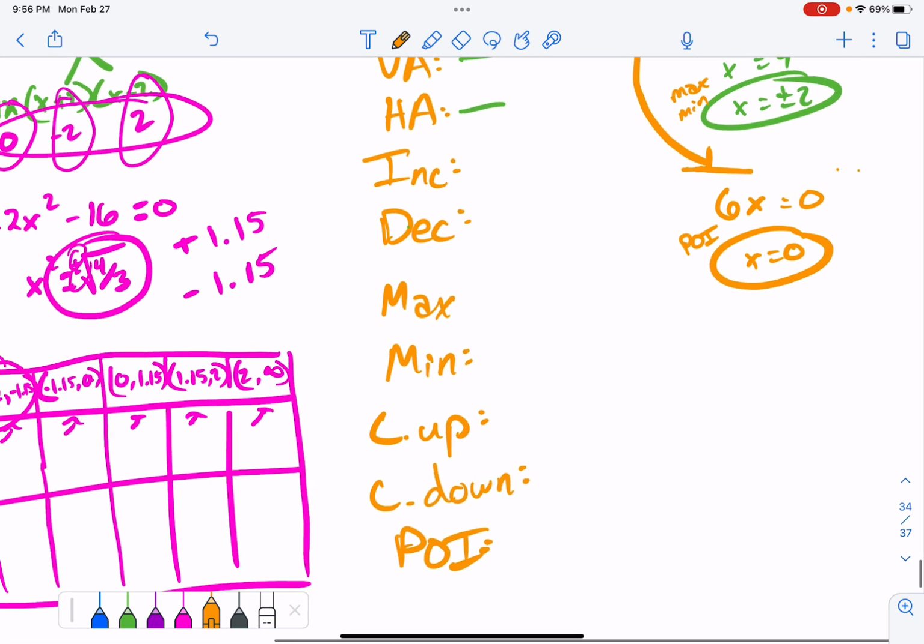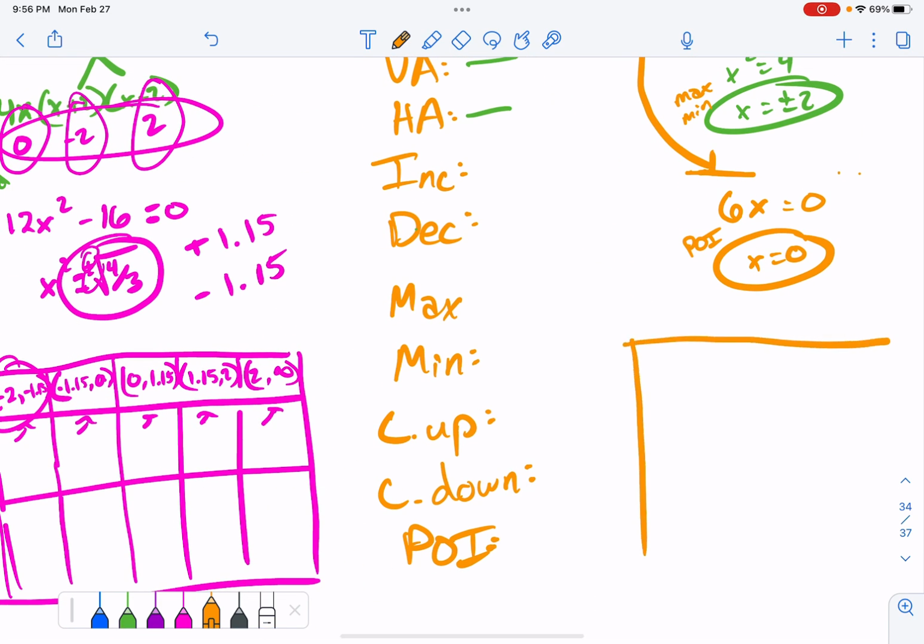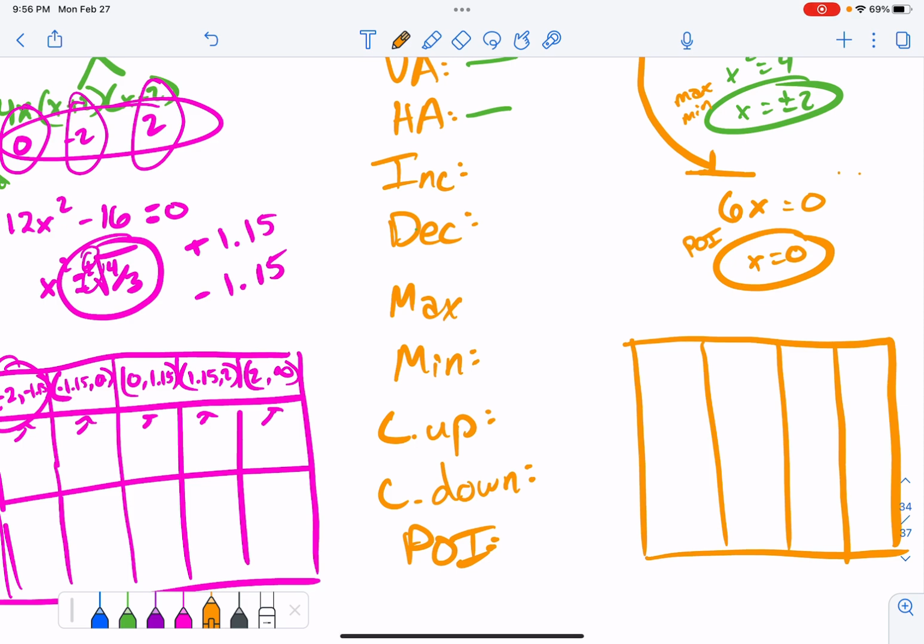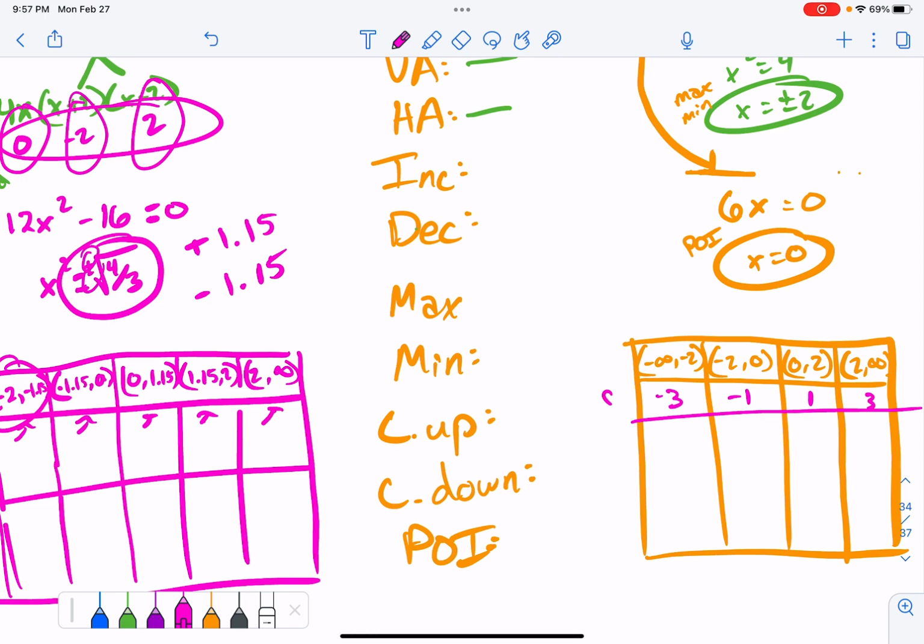All right, so this one's going to be a little bit better. We have 3 numbers, which means we're going to have 4 test intervals. It's still a little bit icky, but whatever. Negative infinity to negative 2, negative 2 to 0, 0 to 2, and 2 to infinity. We should be able to pick some whole numbers: negative 3, negative 1, positive 1, and 3. We're going to plug into the first derivative and the second derivative.